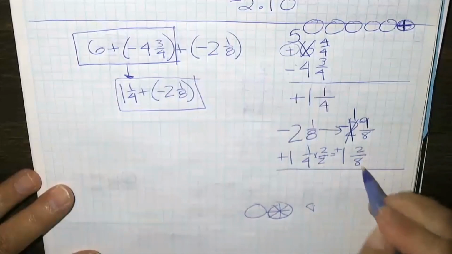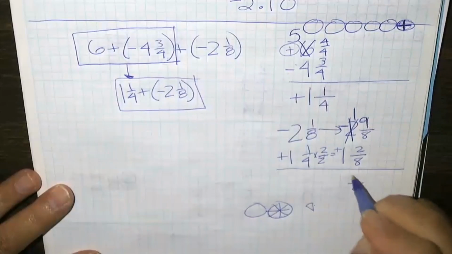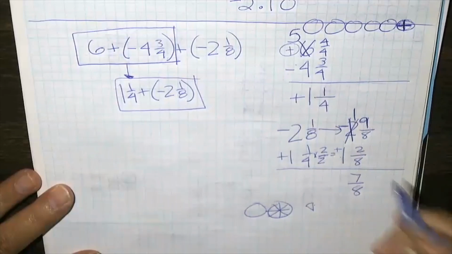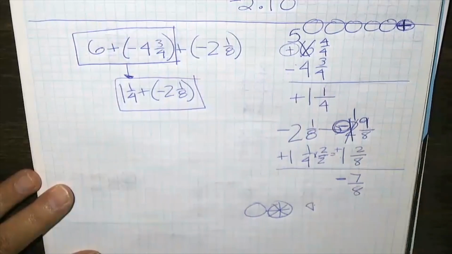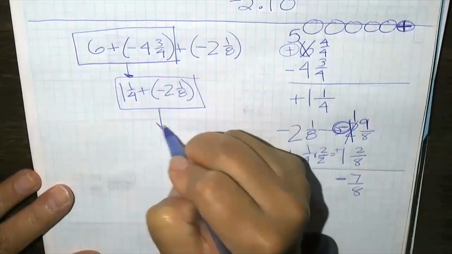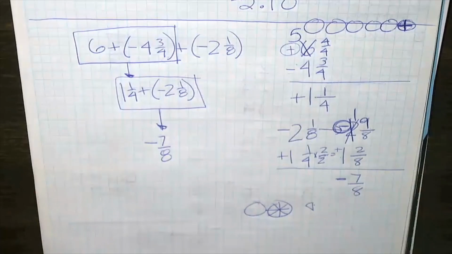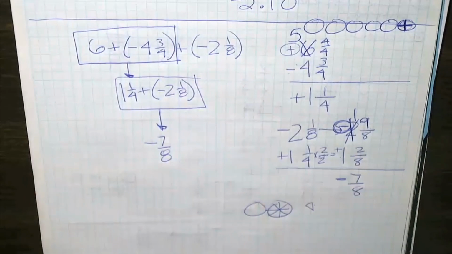Now I can subtract. My common denominator comes down. 9 minus 2 is 7. 1 minus 1 is 0. Keep the sign of the largest number. So this is negative 7/8. You will see this problem on your assignment. Okay, does anybody have any questions?